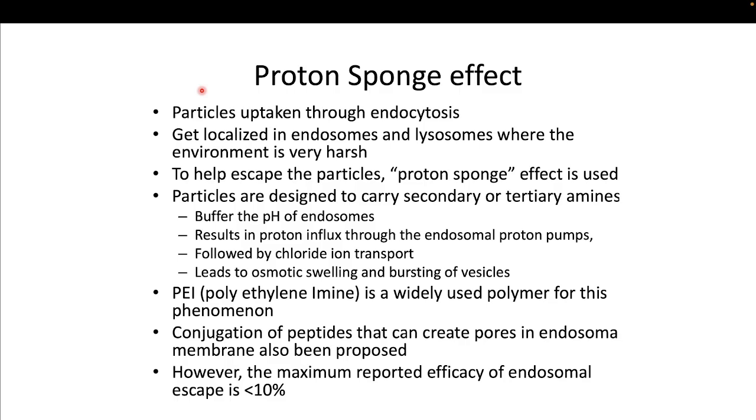So in this way, if your polymers have a lot of secondary and tertiary amines, they help in bursting open of these lysosomes. This is known as the proton sponge effect. In that way your polymers, the particles, can then escape through these endosomes, and your gene can be delivered into the cytoplasm.